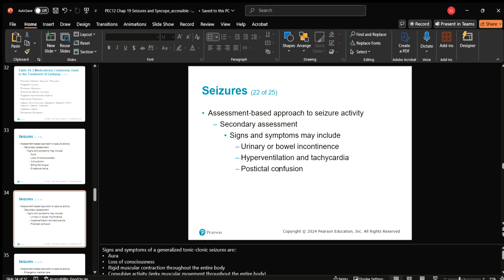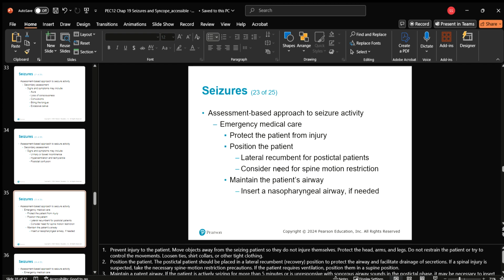That post-ictal confusion, like I talked about, they may be tracking you with their eyes, but they are still not there. You've got to give it a few minutes. Protect the patient from injury. We talked about this. Maintain the patient's airway. An OPA is not a good idea for these guys. Why?